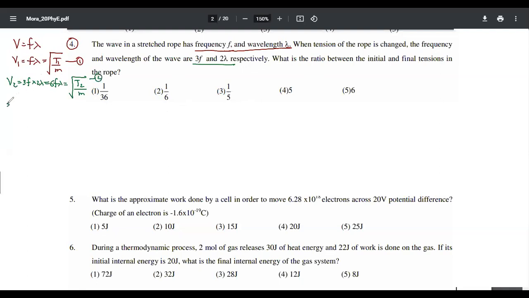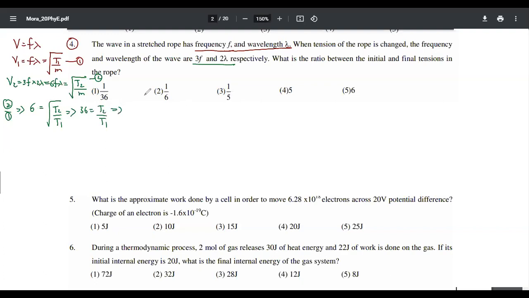So what should you do? You divide the second one by first one. When you divide the second one by first one, you will be getting on the left side 6, and on the right side square root of T2 over T1. The question is, what is the ratio between the initial and final tensions? So that is 36 is equal to T2 over T1 when you square either side.